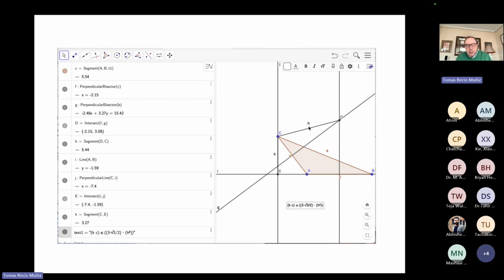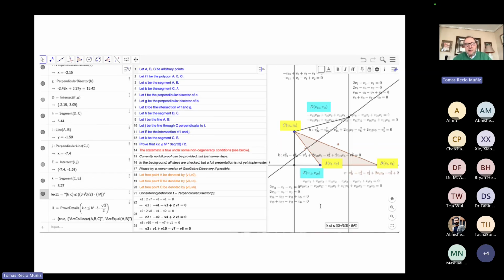So I ask the machine, please tell me what is the relation between the area of a triangle and the radius of the circumcircle. This is not a trivial question, and the machine answers: 2 times the area, K times C, is less than or equal to 3 square root of 3 over 2 times R squared, the radius of the circumcircle squared. So you can see the statements and the proofs are not so trivial.